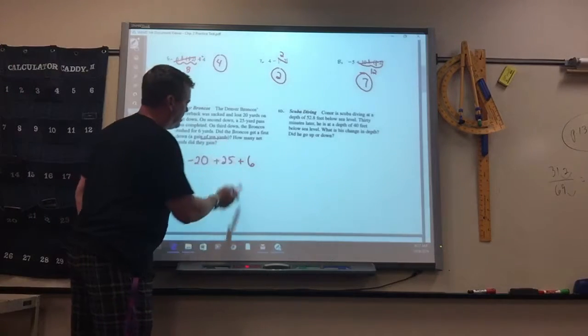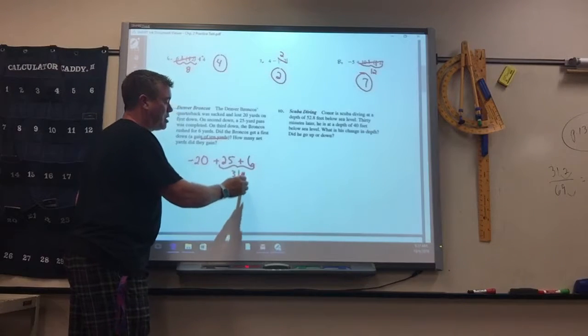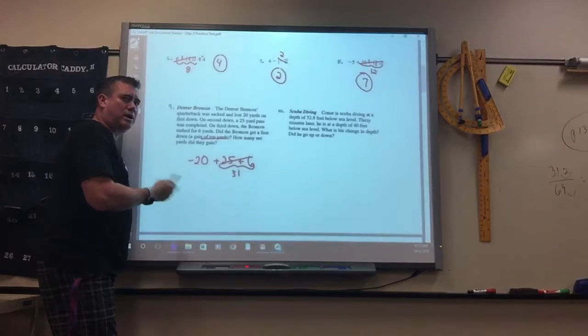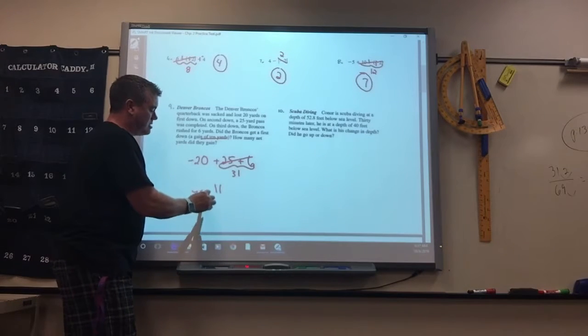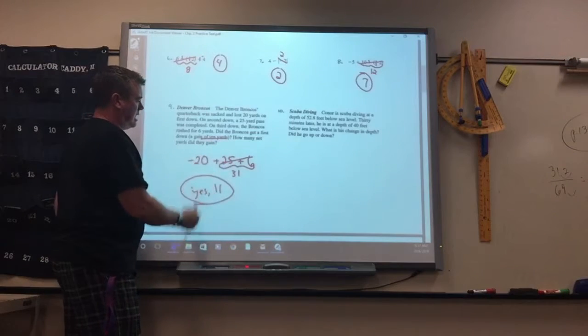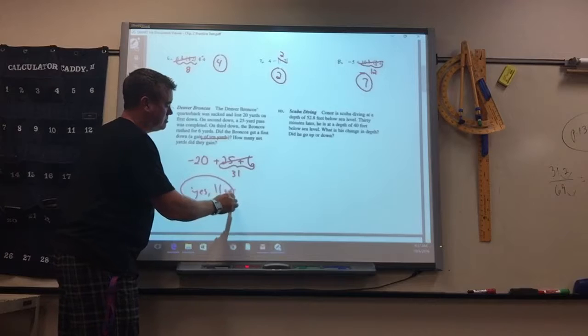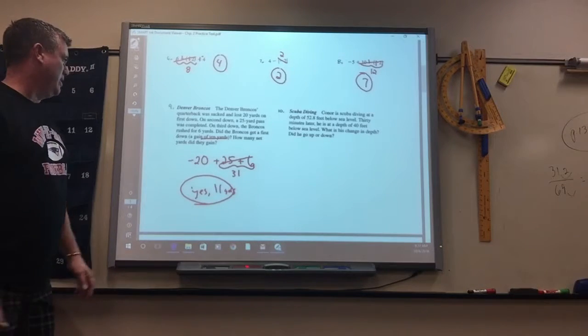So first down's 10 yards. So what you got to do is figure this out. This is a total of 31, but then they lost 20, so how much did they gain? 11. So the answer is yes. Yes, they gained 11 yards. We have to label. Well, you wouldn't have to.